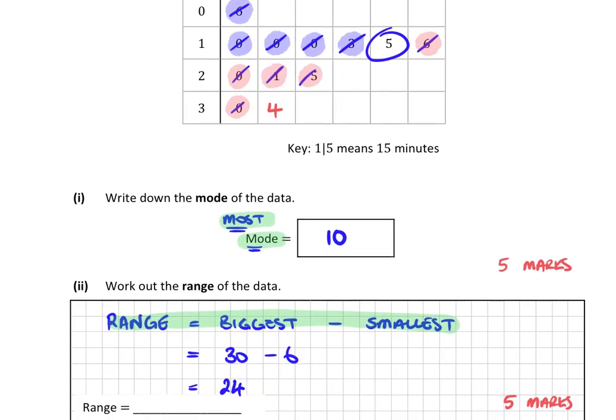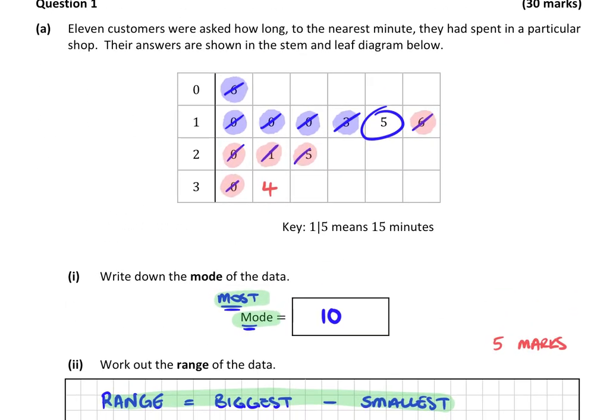It says write down the mode of the data. So you should know at this stage that mode is the same as most. So which value comes up the most? You can see here we had a 6, here we had 10, 10, 10, then we had 13, 15, 16, 20, 21, 25 and 30. So the one that came up the most there was 10, and that was worth 5 marks.